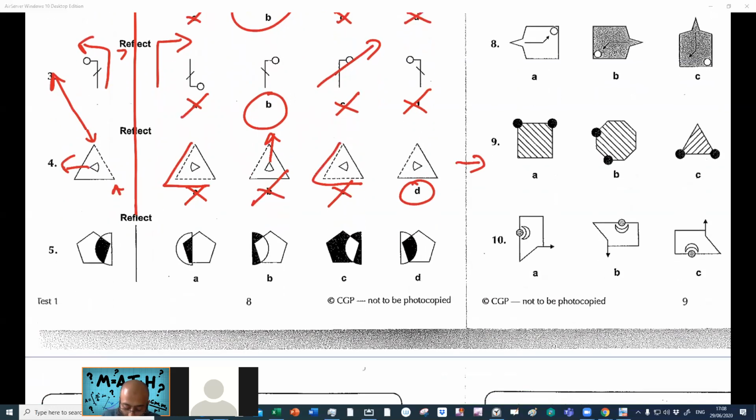Done. Question number 5. We have a pentagon and a semicircle overlapping each other, and you have to reflect it. So the flat part will be met with the flat part. It won't be met with the curve. That's wrong. The white part will be met with the white part. That is wrong. You can't have everything all black now. So A, B, and C are absolutely wrong. That leaves only D to be the answer. So the flat part towards the mirror, the black part inside, everything else is white. Done.